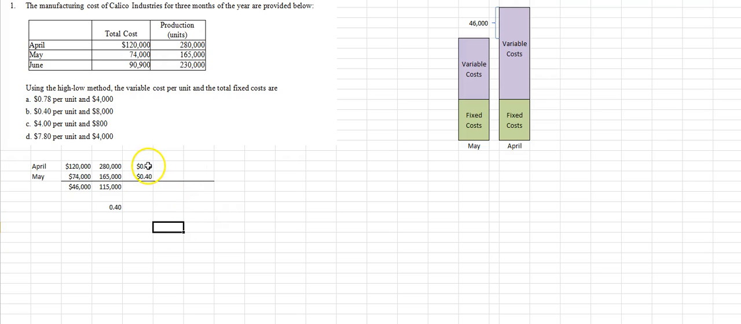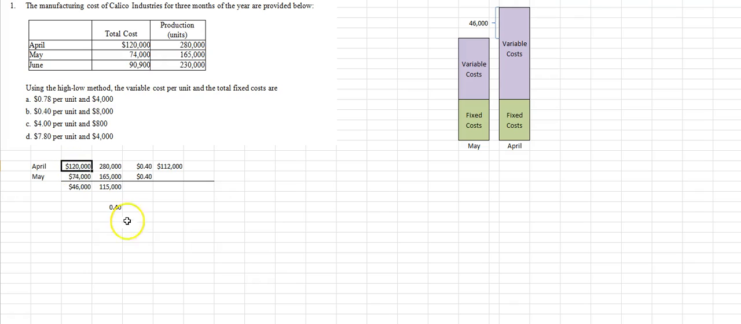Okay, so our variable cost is 40 cents per unit, and we produce 280,000 units. So our total variable cost for this would be simply 280,000 multiplied by 40 cents. Total variable cost, okay? Keep that in mind. I'm just calculating total variable cost at this point. So total variable cost is 112,000.